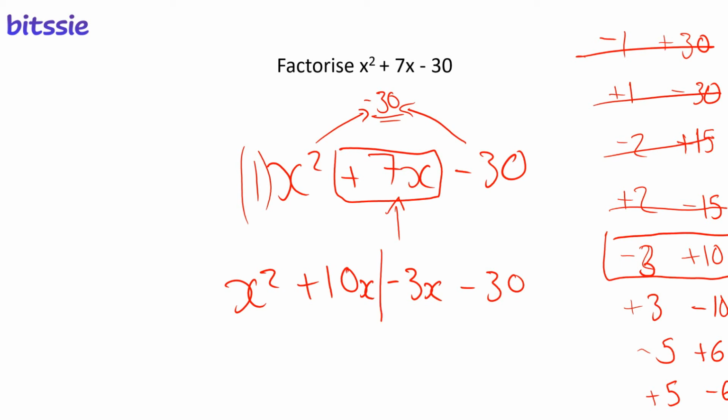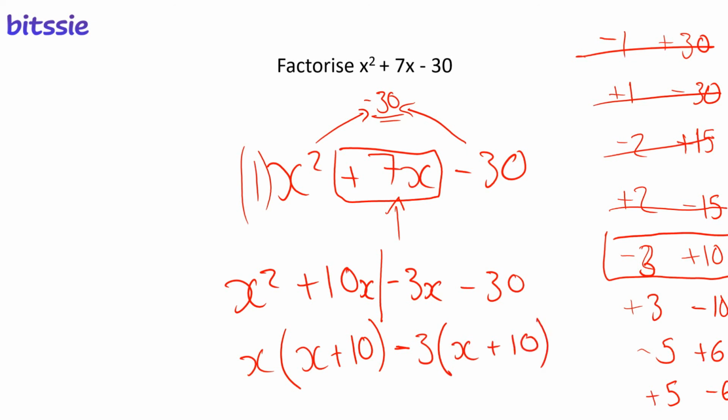So now we need to look at this as two parts. We've got x squared plus 10x, and we've got the negative 3x minus 30. So let's simplify it. We can take out the x as a common factor, leaving us with x plus 10 inside the brackets. And we've got minus 3 as a common factor on this side, with x plus 10. It's important to remember that minus 3 times positive 10 gives us negative 30.